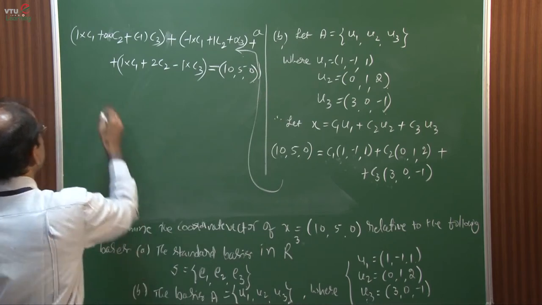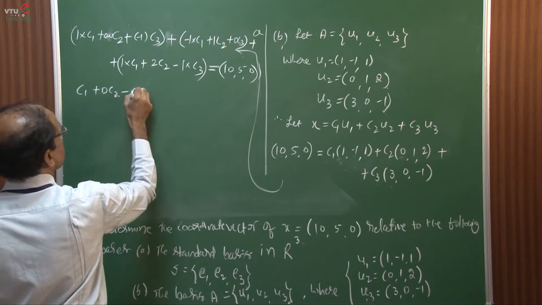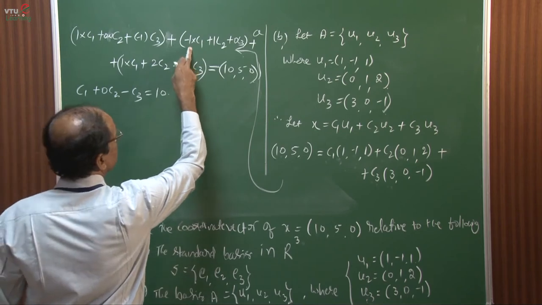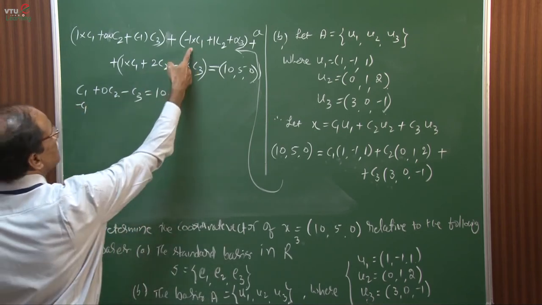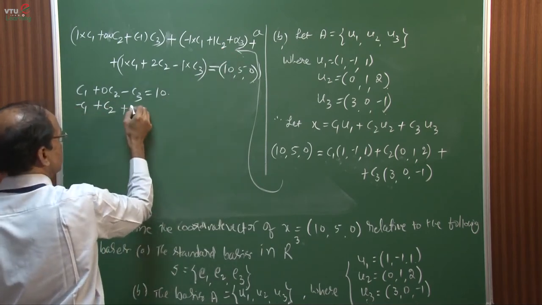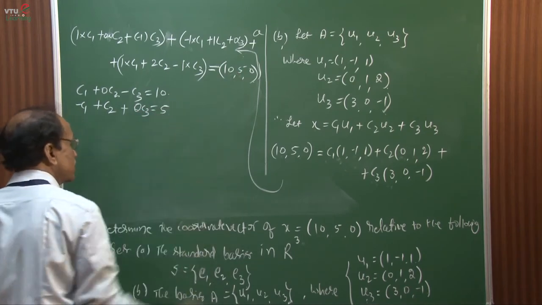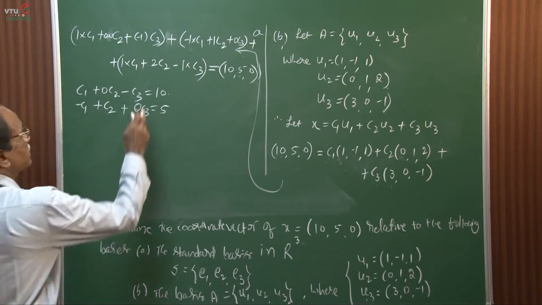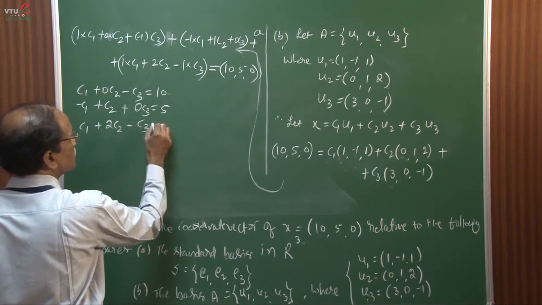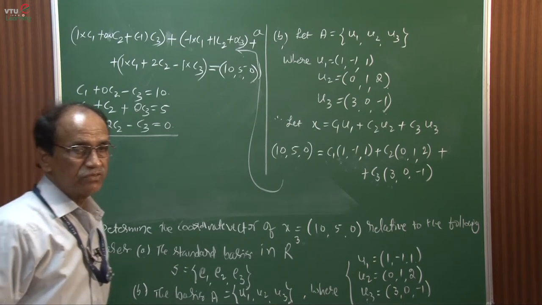Then each equation: c1 plus 0 into c2 minus c3 equals the first number, that is 10. Next, in the second bracket, that is minus c1 plus c2 plus 0 into c3, this is equal to the second number, that you can equate as 5. And the third bracket, that is c1 plus 2 times c2 minus c3, that is equal to 0. So therefore, you have three equations with three unknowns.